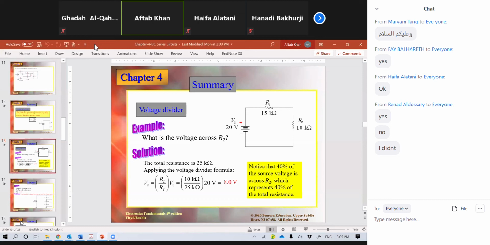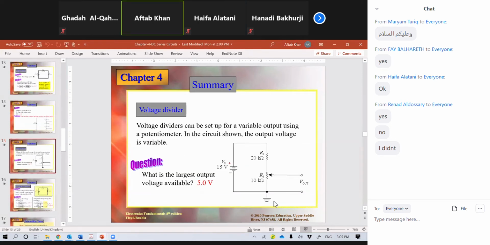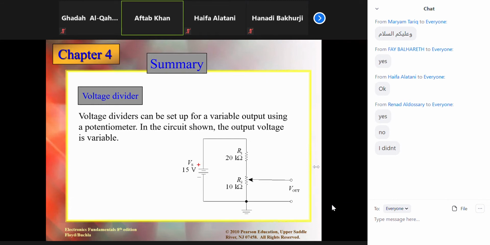Is this one the voltage divider, correct? This one, we were discussing this thing, correct? Okay, so have I completed this slide or not? This one is completed? Voltage divider?